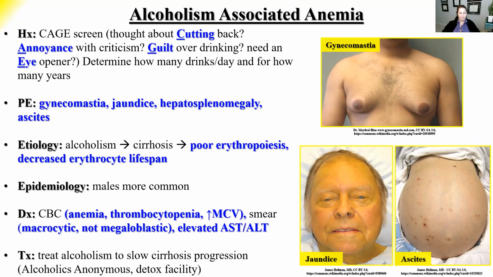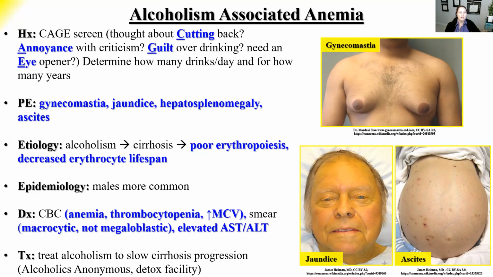Ascites is this buildup of fluid because they have a blockage in that portal venous system because their liver is cirrhotic. The etiology of this: alcoholism causes cirrhosis. Cirrhosis causes poor erythropoiesis. They're not making enough red blood cells, and it decreases the red blood cell lifespan. That's why they get jaundice, because they have this hemolysis. More common in males, just because alcoholism is more common in males. On CBC, we will see an anemia, a thrombocytopenia, and remember that MCV is going to be elevated because this is in the macrocytic one.